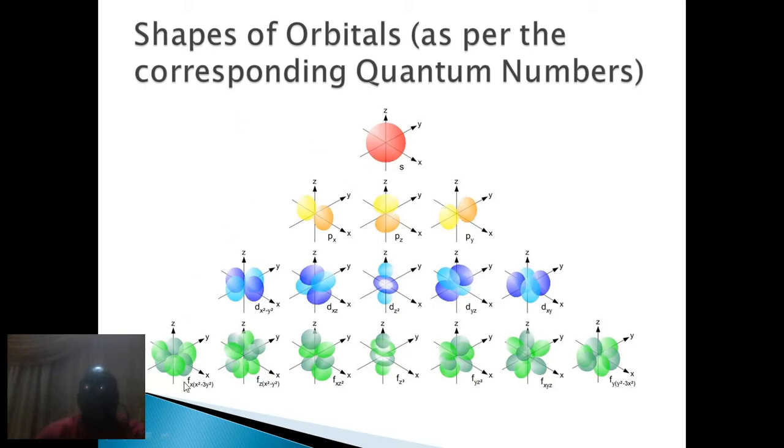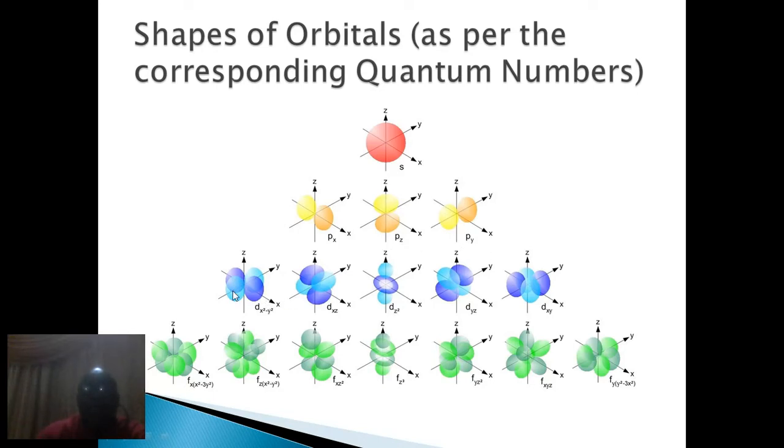Now, this represents the shape of orbitals, as quantum numbers. The one up here is the S shell, which is spherical in nature. Then you have the P shell. The P shell is like a dumbbell, as you can see here. The S orbital has no subunit. That's why it is just a single sphere, or like a ball, if you like. But P has 3 subshells. That's why you have Px, Pz, and Py.